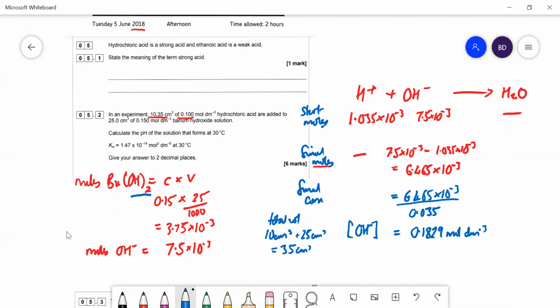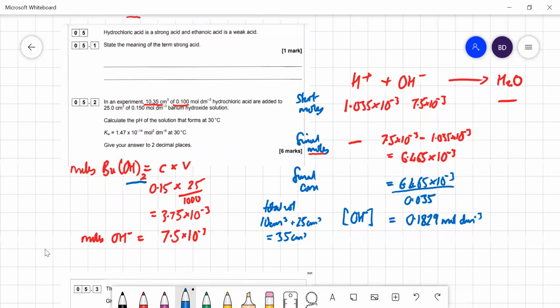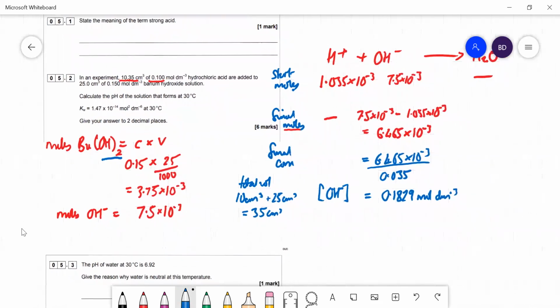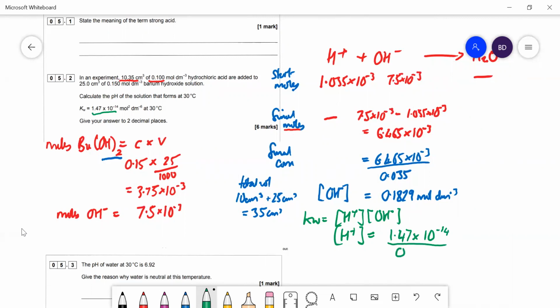How do we find out the H+ ion concentration? Well, we've got to use Kw. Okay, so Kw is equal to H+ times OH−. H+ concentration, Kw, and the value there is 1.47 times 10 to the minus 14. It's not 1 times 10 to the minus 14 because it's not 25 degrees C, it's 30 degrees C.